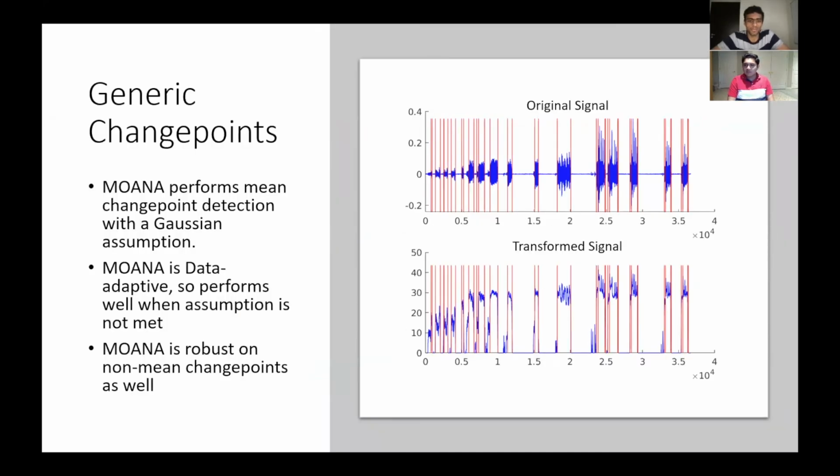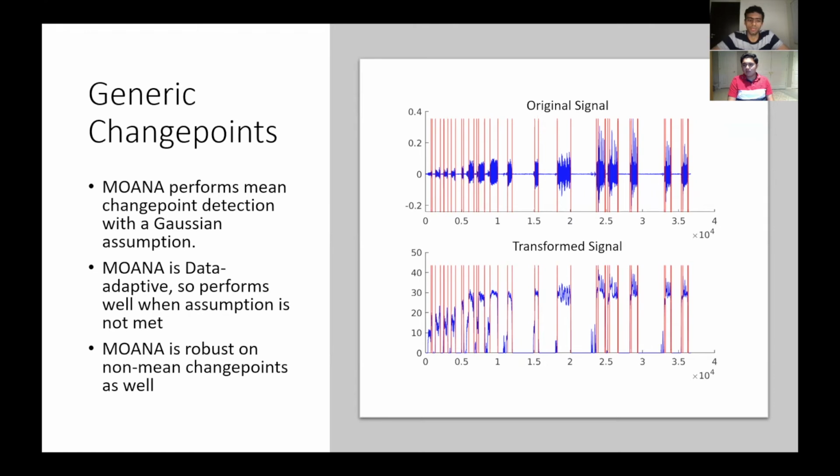Several change point detection methods perform poorly when applied to features of a signal other than its mean. For example, many methods make an explicit or implicit assumption that they are tracking the mean of a random signal with a specific distribution and degrade significantly when that assumption is not met. At its core, Moana performs mean change point detection with a Gaussian assumption. However, due to its data adaptive nature, it can accommodate different actual distributions.